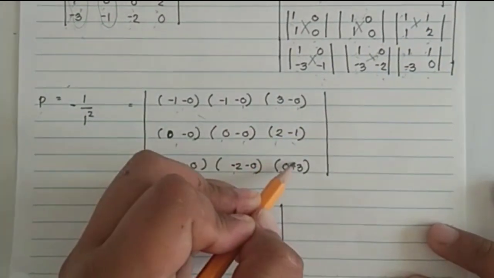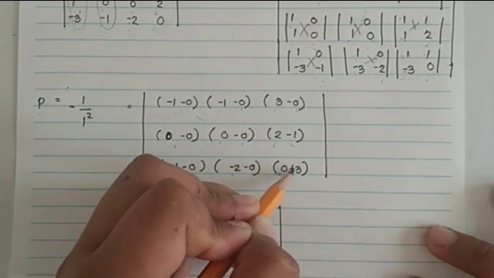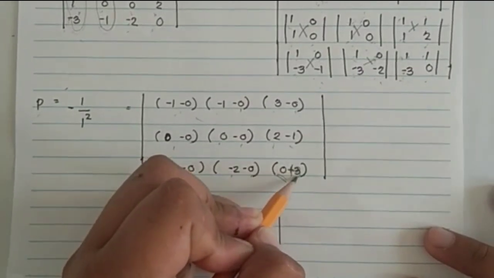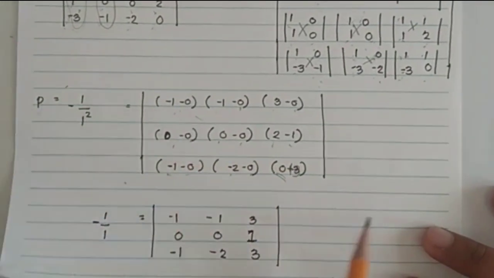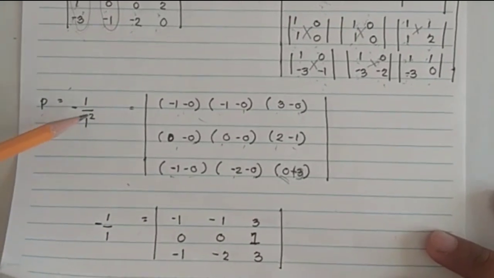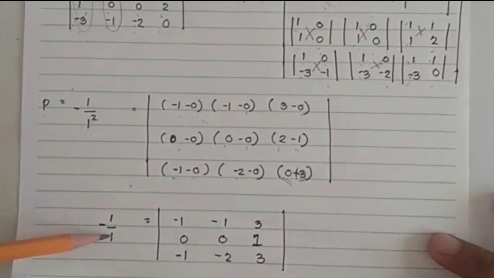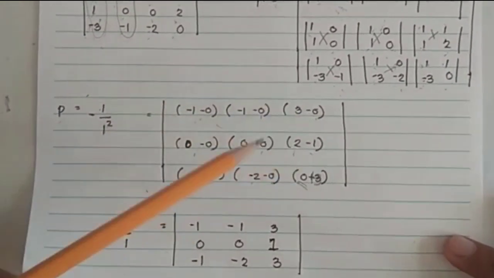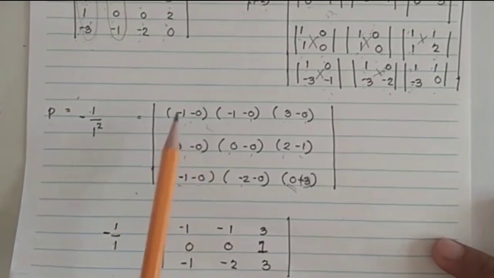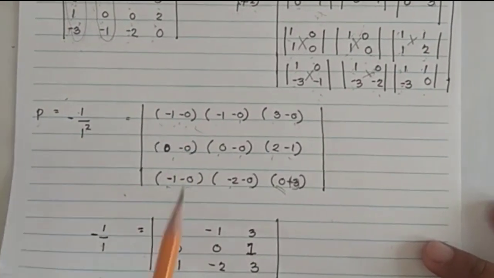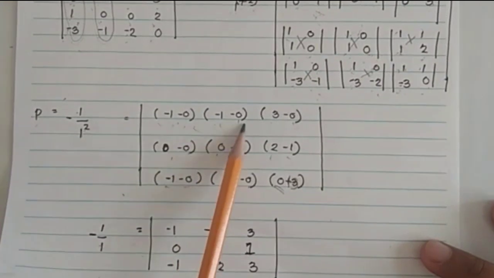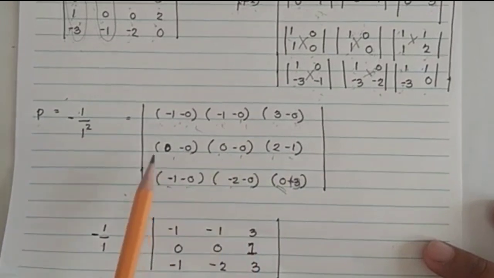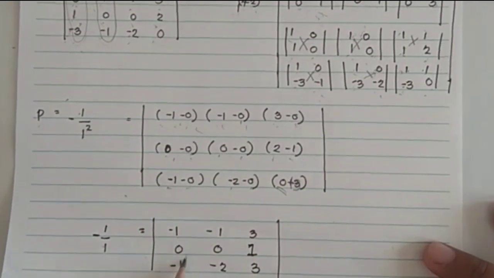But since we are doing the cross multiplication, we have a negative sign here, so it makes a positive sign. So 0 plus 3. And then we simplify. 1 squared is equal to 1. So 1 over 1. And then we simplify this. Negative 1 minus 0 is negative 1. Negative 1 minus 0 is negative 1. 3 minus 0 is 3. 0 minus 0 is equal to 0.